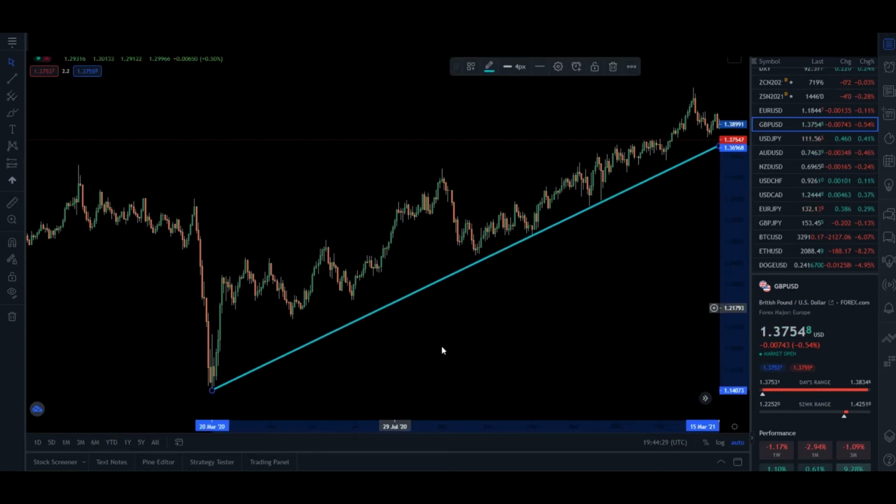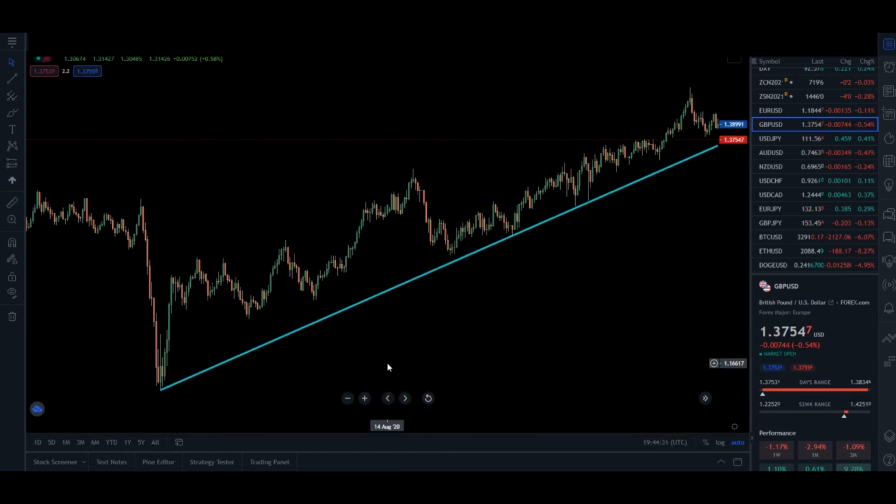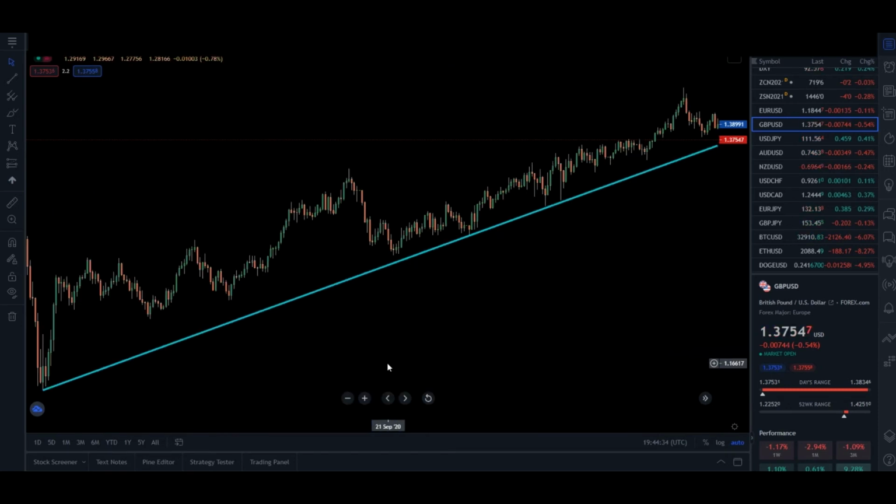Another very important thing about an uptrend, you want to be a buyer. The current is moving up, so you don't want to go against the current. You want to be a buyer. When it dips, buy. When it touches the trend line, buy again. So when you see an upward trending market like this, you're a buyer here, you're a buyer here, you're a buyer here, you're a buyer here.